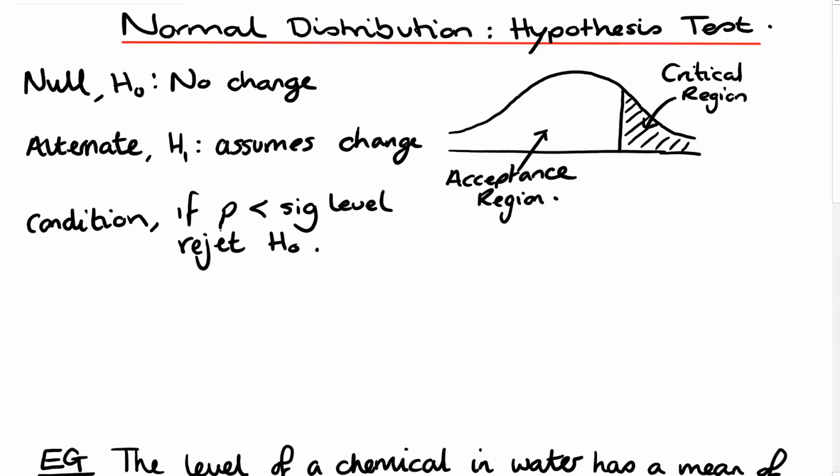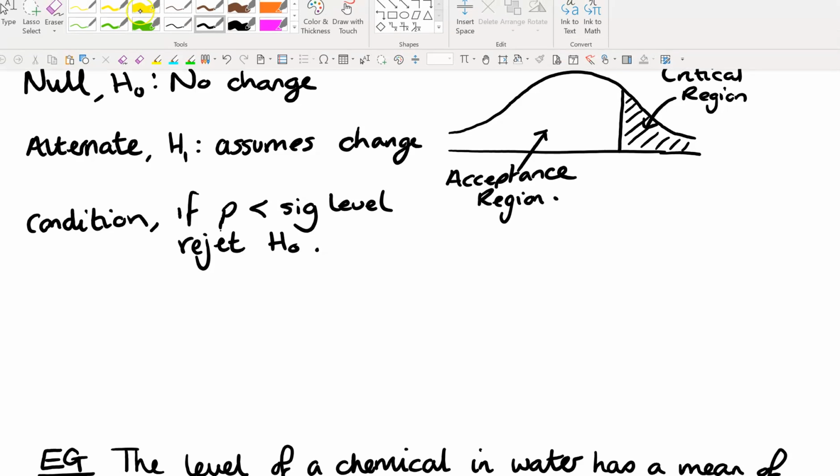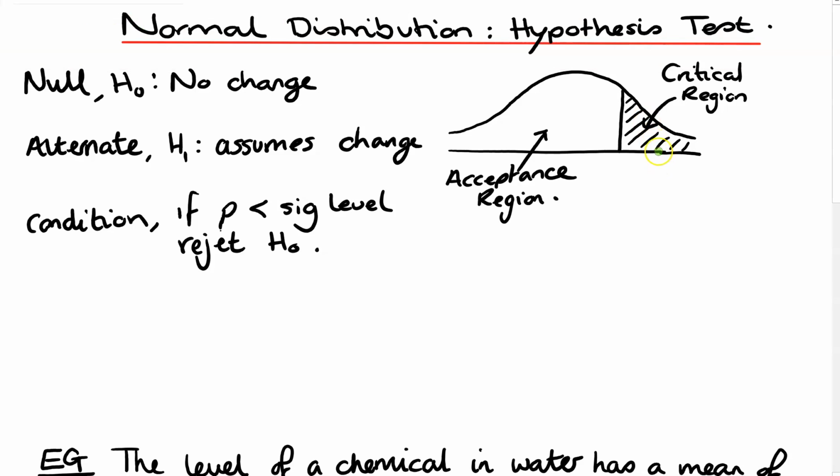So all that means is, if I look at this little diagram and I find that my particular test statistic is in that critical region, then I can say yes, there's a change, up or down or two-tail, we don't know. If it is not, then we have to accept H0 and say that there's been no change.